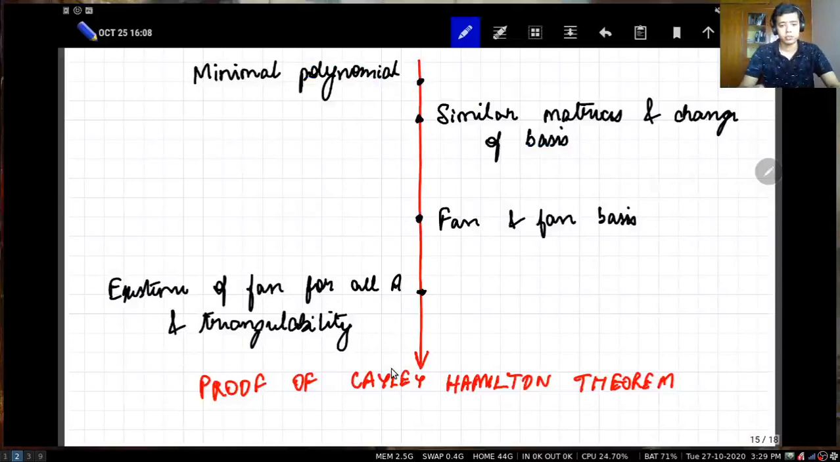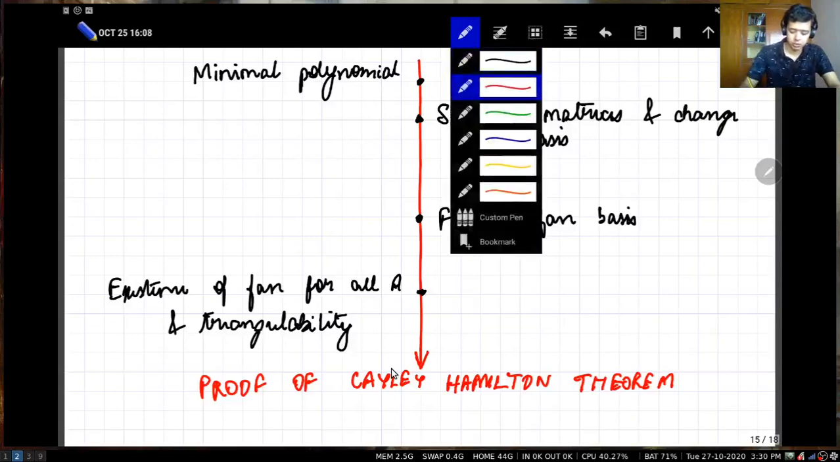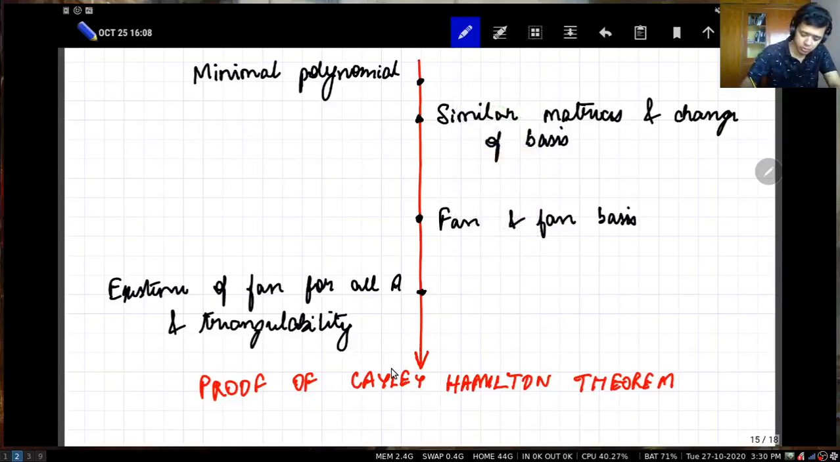In the last couple of lectures, we set out to prove the Cayley Hamilton theorem. So we first started by defining the so-called minimal polynomial, which is a polynomial p such that p of A equals 0, the zero matrix.